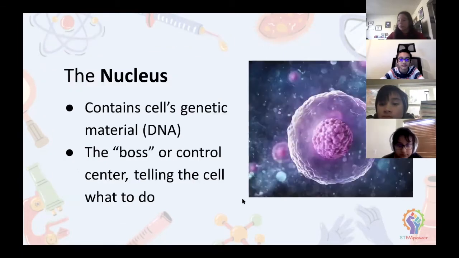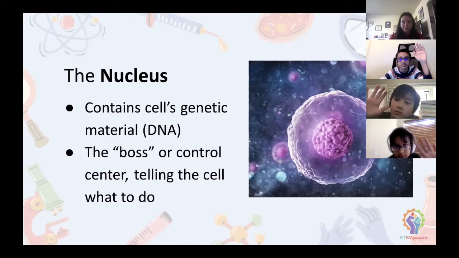So let's move on. The nucleus. The nucleus contains the cell's genetic material. So without the nucleus, you really don't have anything. You don't really have life without the genetic material. It's pretty much the boss or the control center, telling everything what to do. So let's find an analogy. In a classroom, who would be the nucleus? Roshan? The teacher? Yep, the teacher would be the nucleus. Now, who would be the organelles?